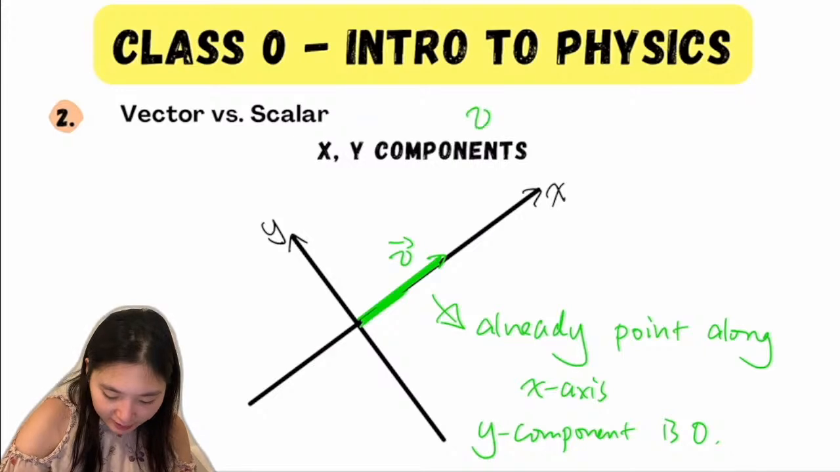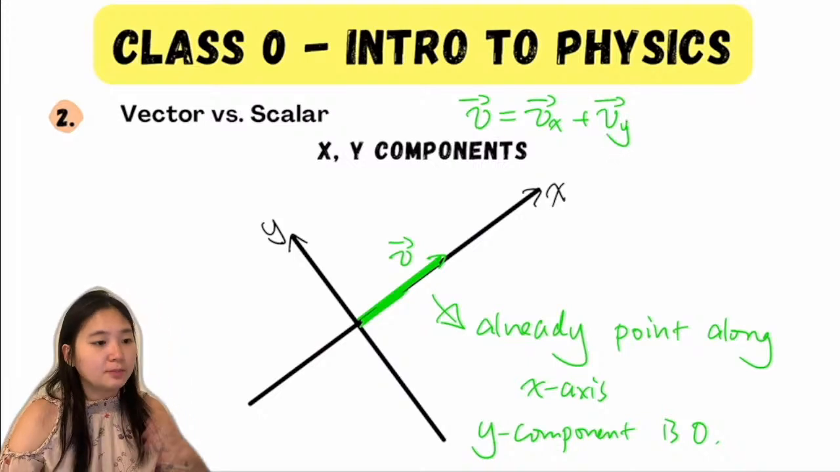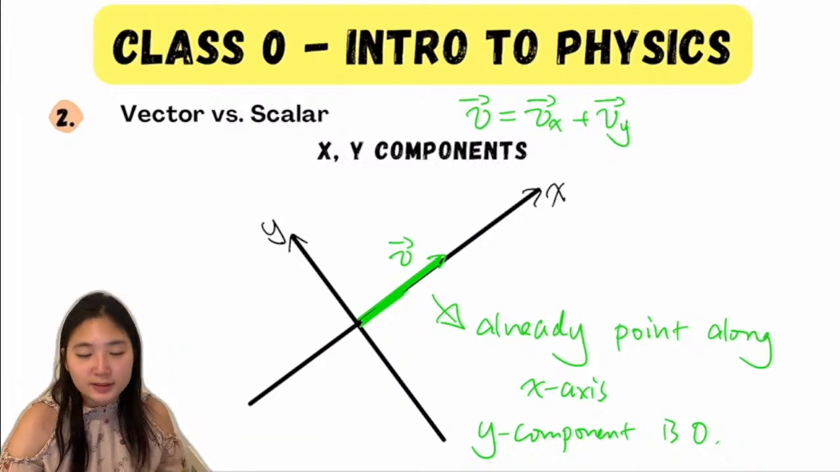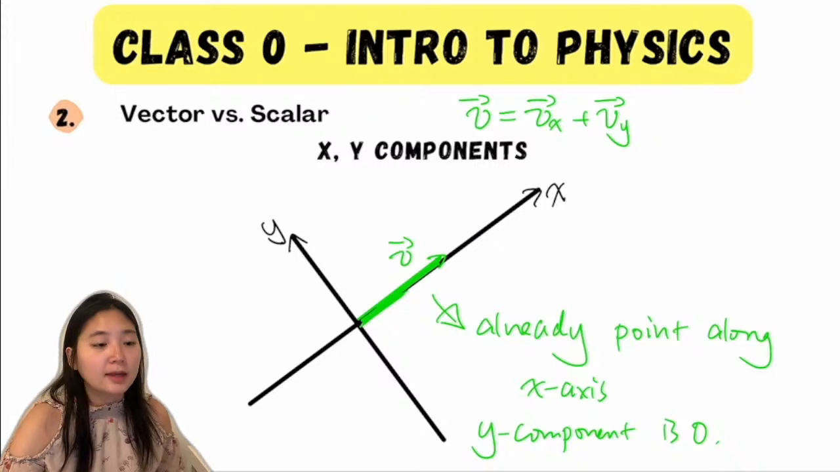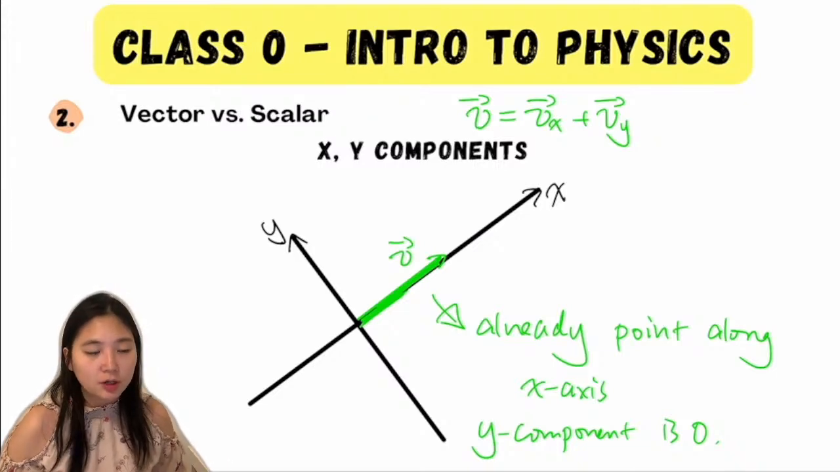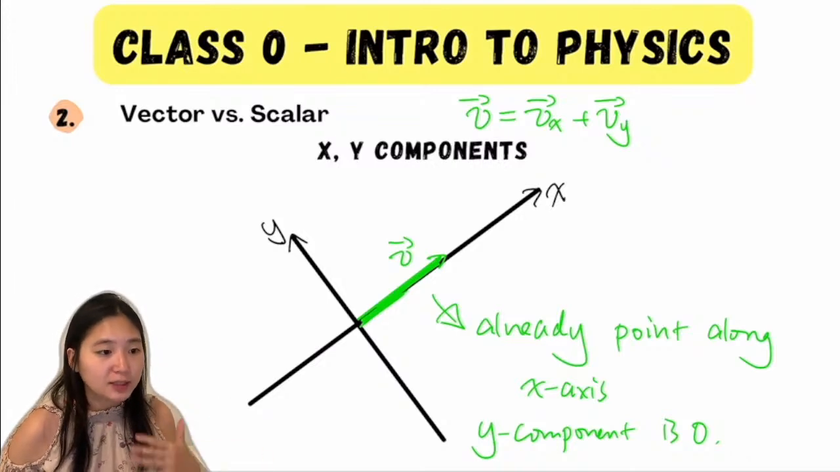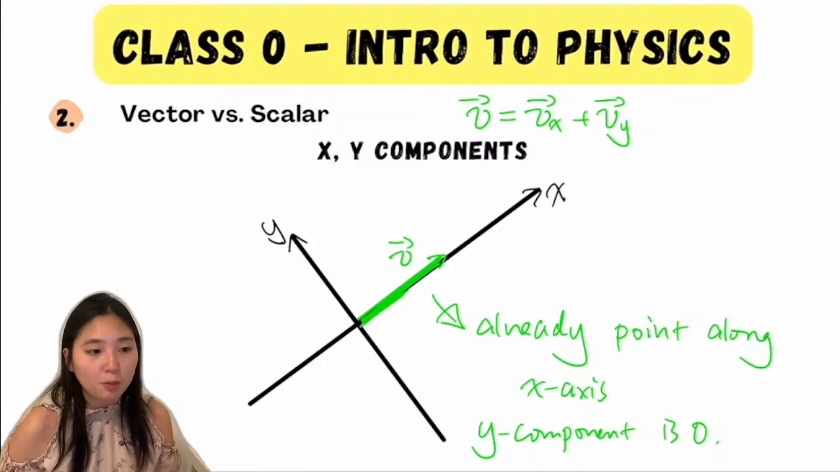So any vector can be written as the addition of its x component and y component: the x component of vector v plus the y component of vector v. Any vector in the two-dimensional world. Well, if it's a three-dimensional world, then it must be vx plus vy plus vz. But again, in AP Physics 1, we only deal with the two-dimensional world.